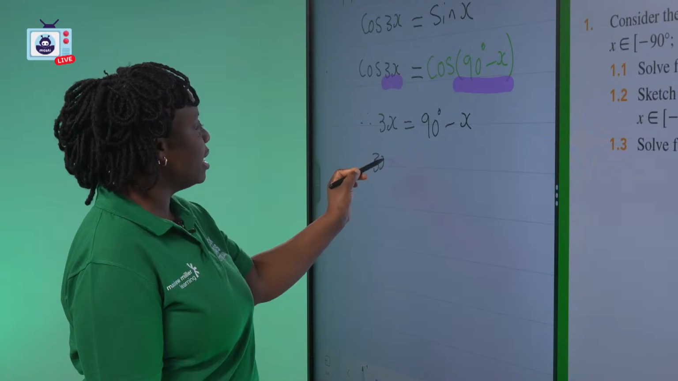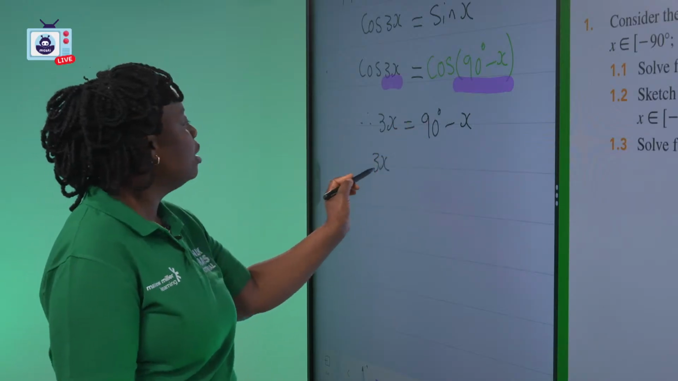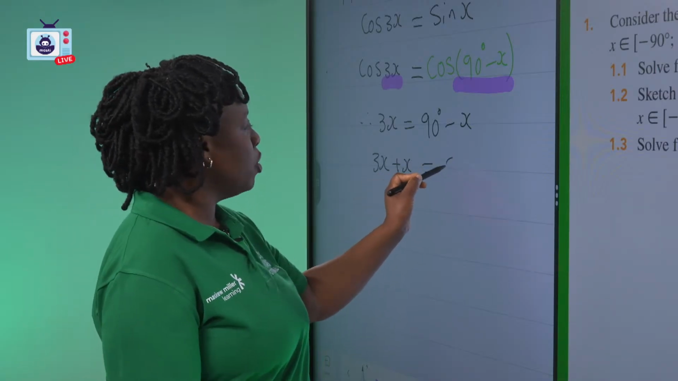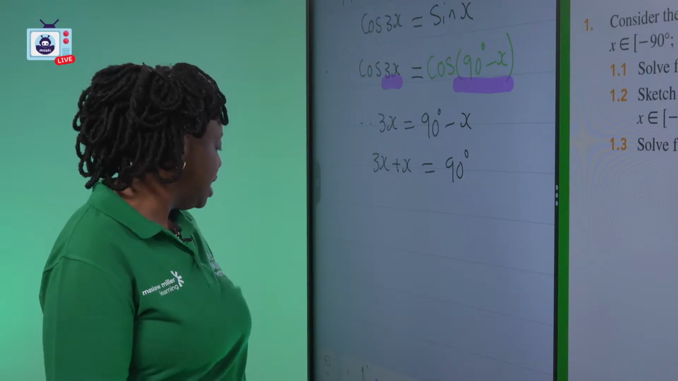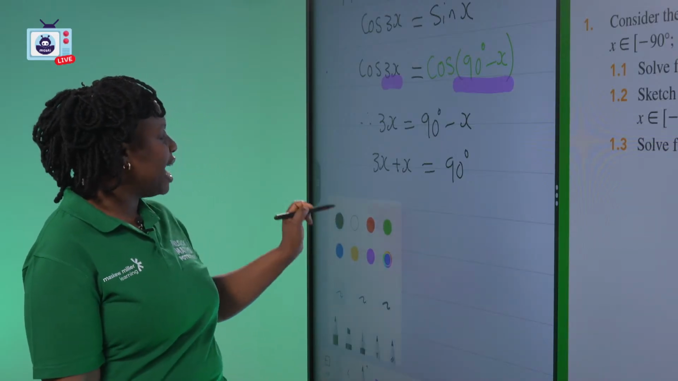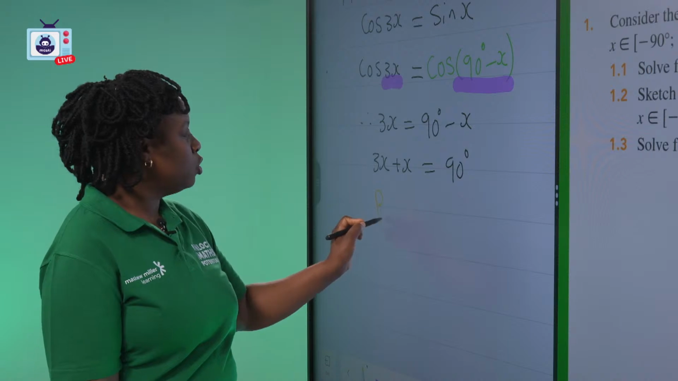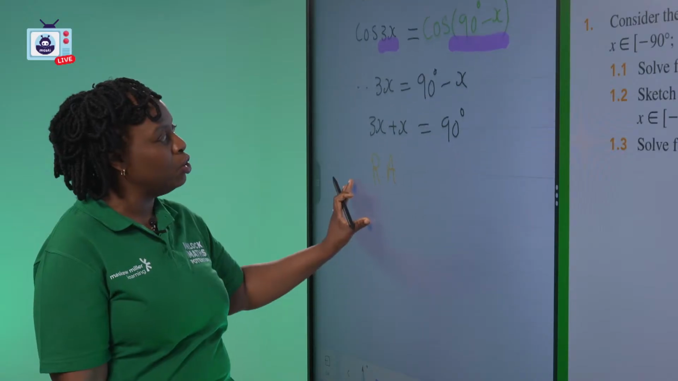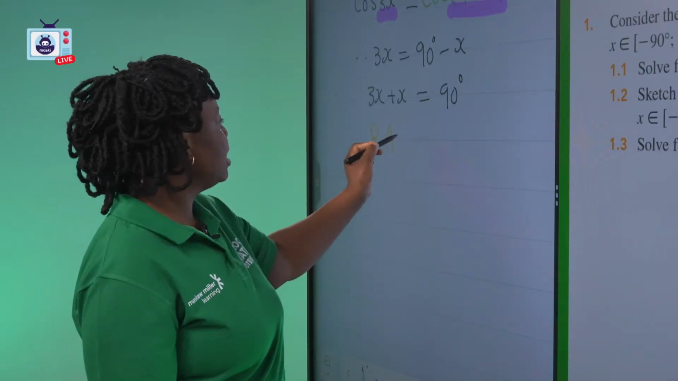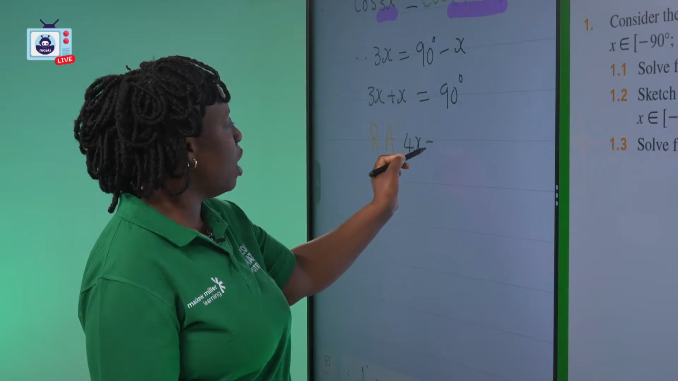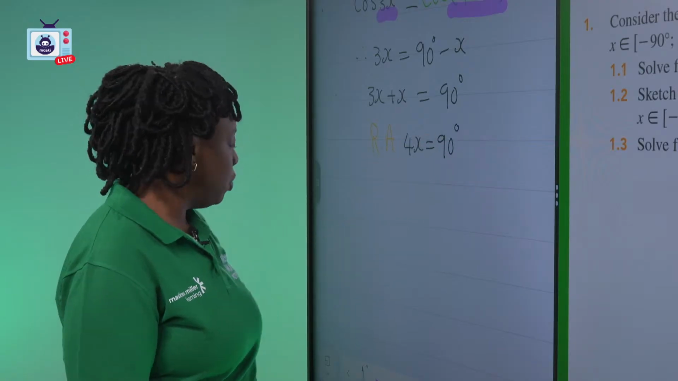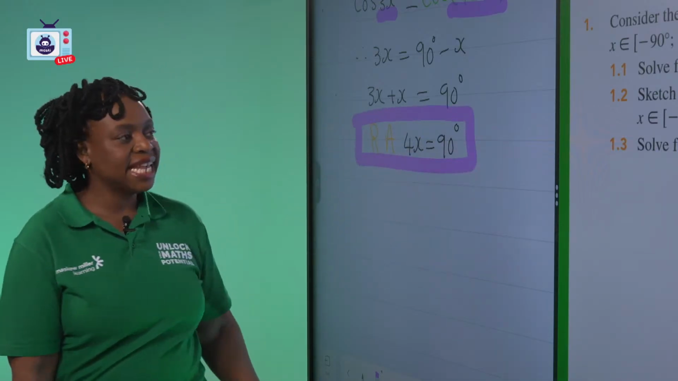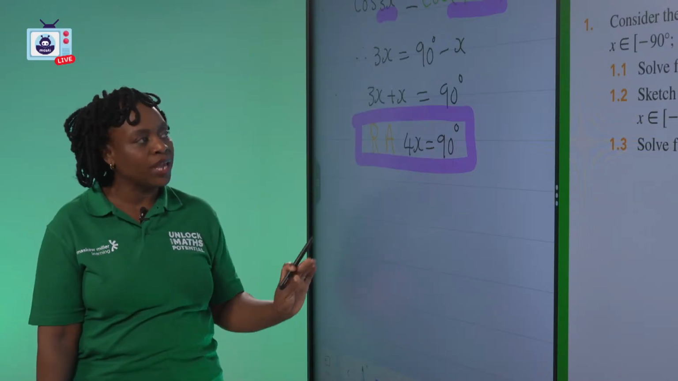Then we have 3x, and we need the x's together. So we're going to add the x on our left, and then add it on the right as well. But when we do that, we're going to get our reference angle, and this is very important for us to jot down so that we know what we're going to do. So the reference angle will then be 4x equals 90 degrees. When we reach this spot, we always make sure that we use it as a reference angle to get to what we are looking for.